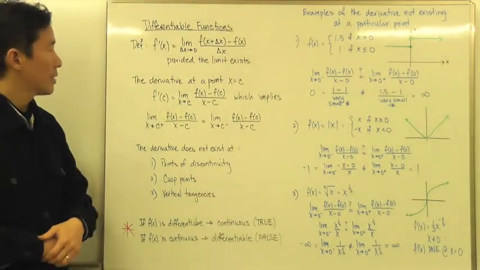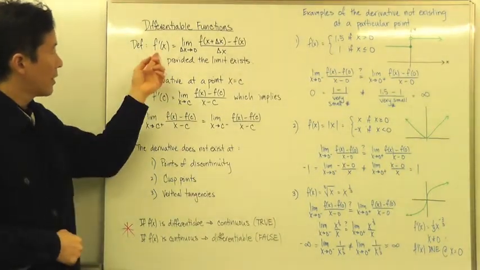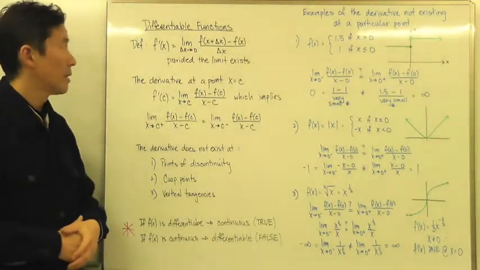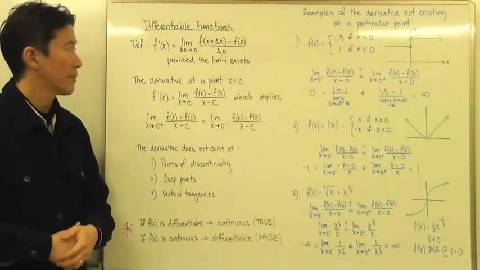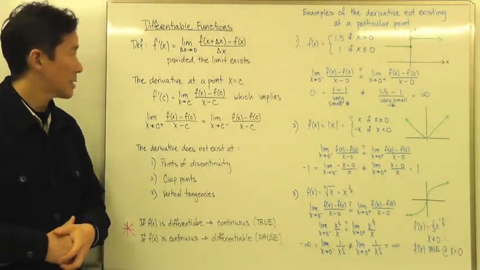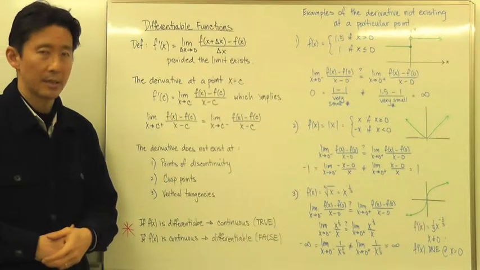So here's the definition of the derivative. It's f prime of x is equal to the limit as delta x approaches 0 of f of x plus delta x minus f of x, divided by delta x. And of course that function exists so long as the limit exists.